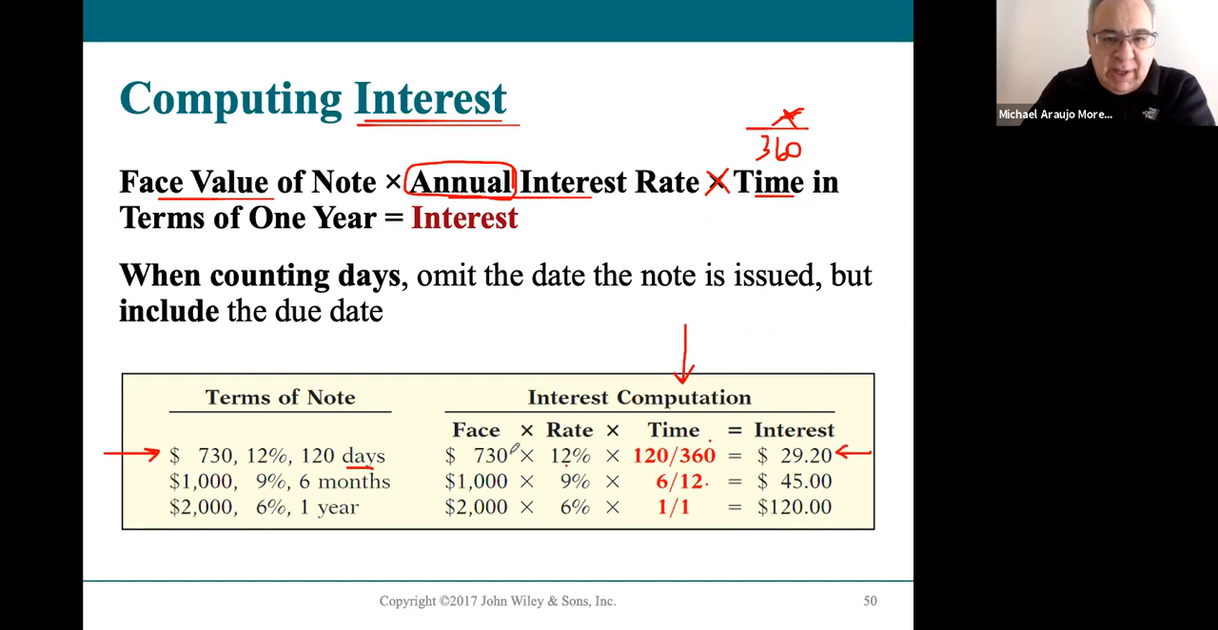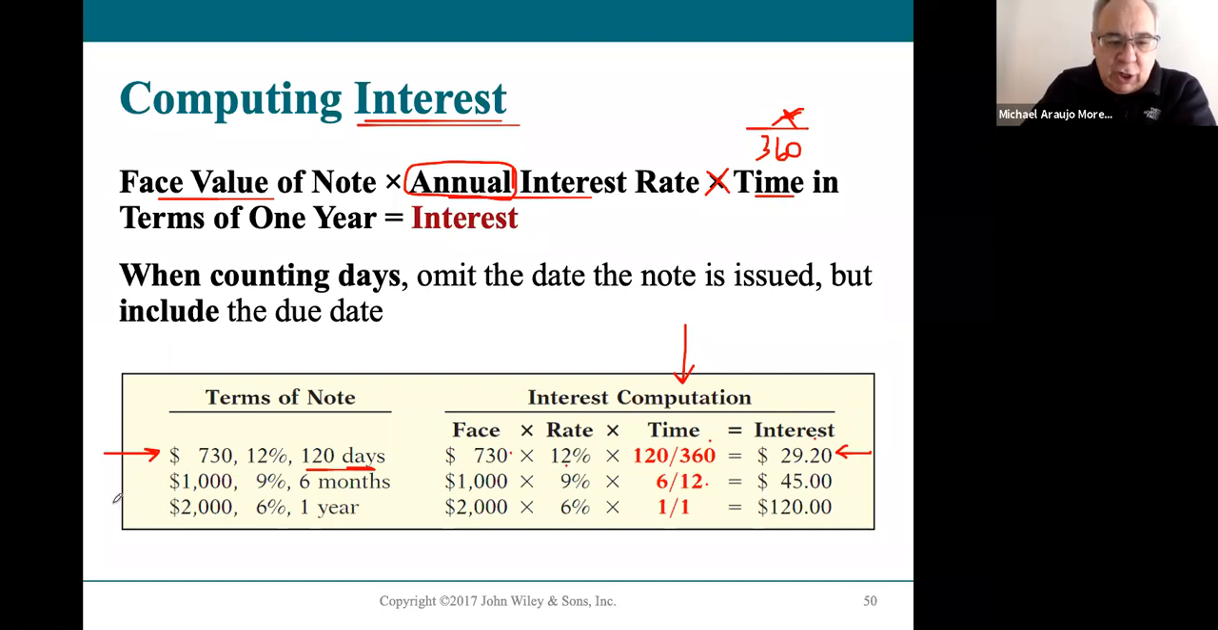On the maturity date, right, that 120 days is expired and it's due. They are going to collect all of the face value and all the interest at the same time. So they're going to be getting cash of $759.20, the face value and the interest added together. Well, that's on the maturity date.